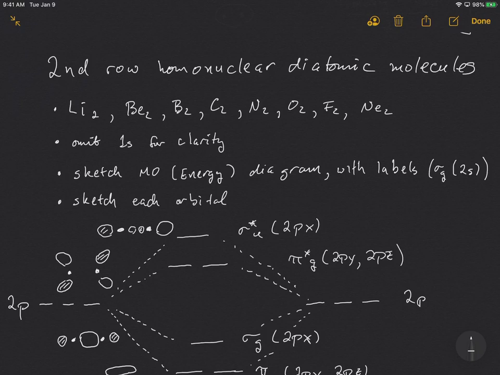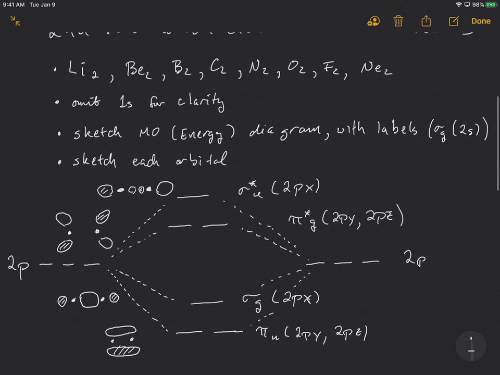So we're going to sketch our MO energy diagram with the various labels of the MOs and the atomic orbitals. And we're also going to sketch each orbital. And we're going to start with an empty diagram, not going to put electrons in it, and then we'll march across the second row. So let's take a look at this.